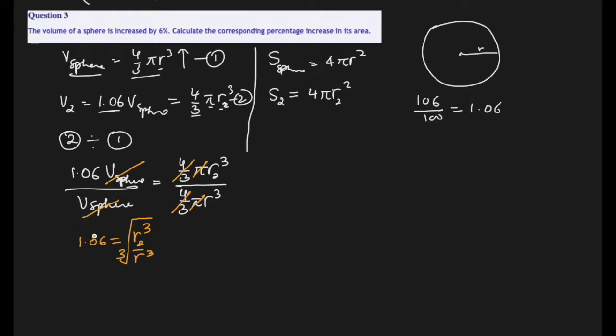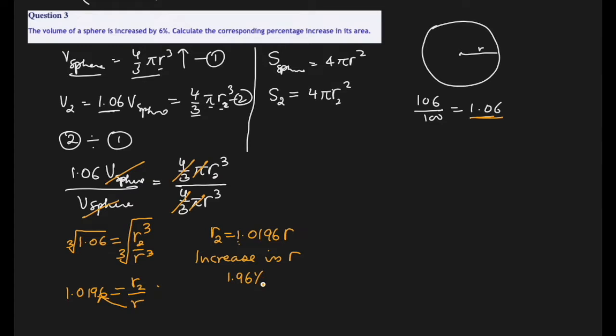Let's cube root both sides to get rid of cubes. So it will become r2 over r equal to cube root of 1.06. Let me find it out. Cube root of 1.06 is 1.0196. If I cross multiply, what do we get? We get r2 equal to 1.0196 r. So the increase in r, though they have not asked, is like 1.06 was 6%, so 1.0196 will be 1.96%, right? But we don't need this.